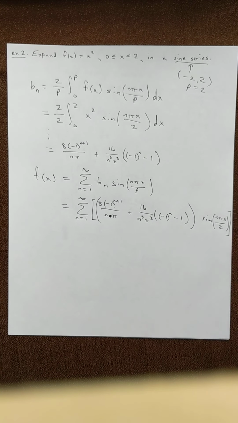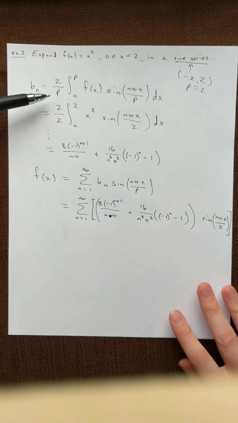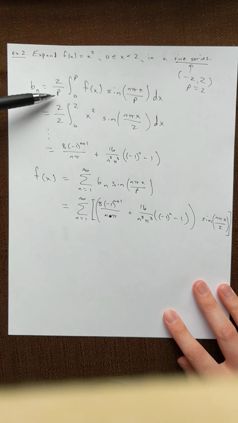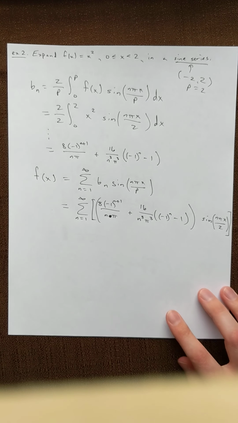Okay, so that's the answer for a sine series. Just a reminder: for both the cosine series and the sine series, we're doubling our integral and switching it to go from 0 to p instead of going from minus p to positive p.